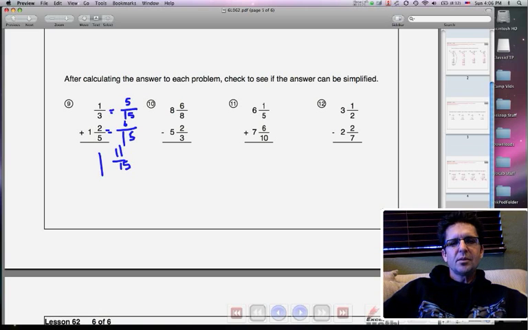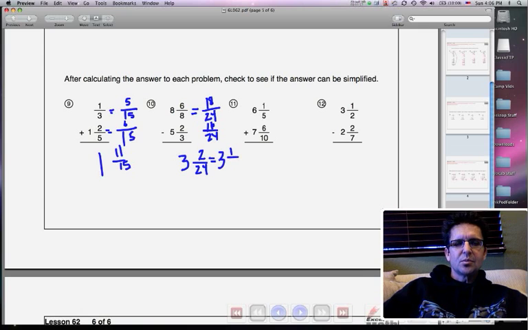Next one, 8 and 3 are my denominators. And the lowest common denominator of those, 24. 8 times 3 is 24, so 6 times 3 is 18. 3 times 8 is 24, so 2 times 8 is 16. Subtract. This is a subtraction problem. We get 3 and 2/24, and that can be simplified because those are both even numbers. The 2 becomes 1, and 24 becomes 12 by dividing top and bottom, numerator and denominator, by 2.